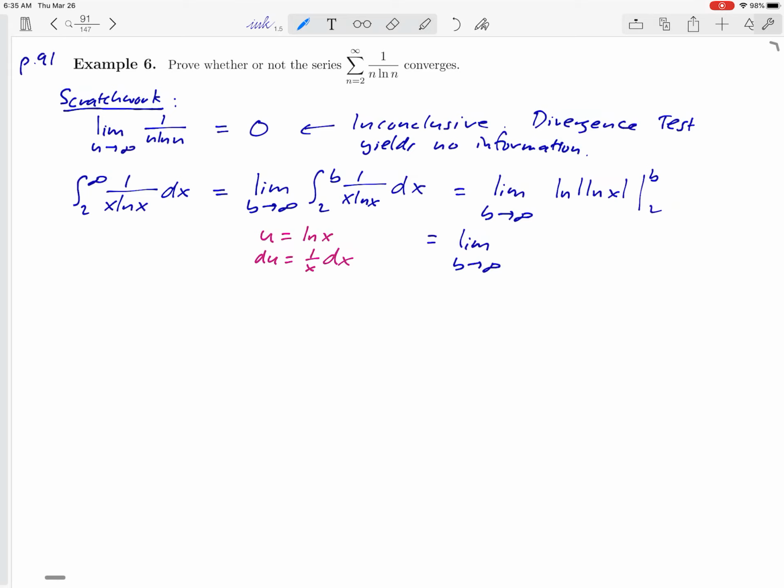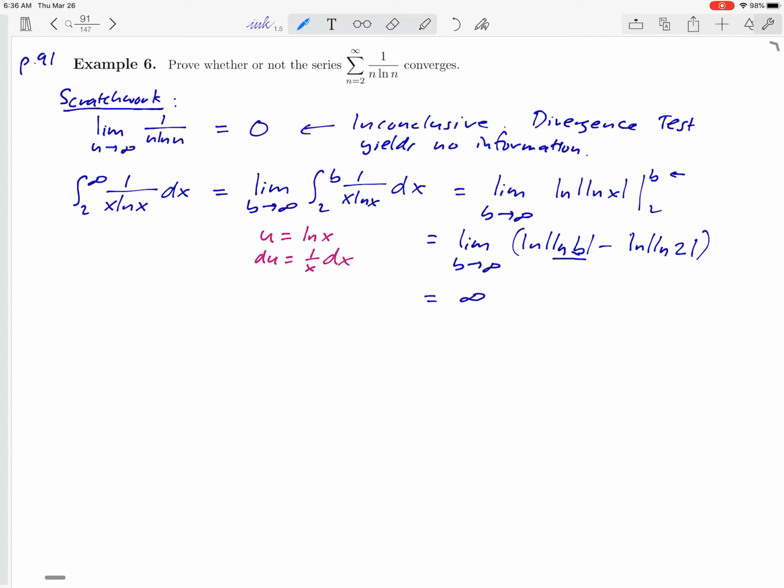Continuing here, the next step would be to plug in our limits. The upper limit is b, so we get ln of the absolute value of ln of b, minus the lower limit, which is ln of the absolute value of ln of 2. The question is, what happens as b goes to infinity? We've been in this situation a few times before, and we observed that as b goes off to infinity, ln of b also goes off to infinity, which means that the limit we're taking is going to be infinite.